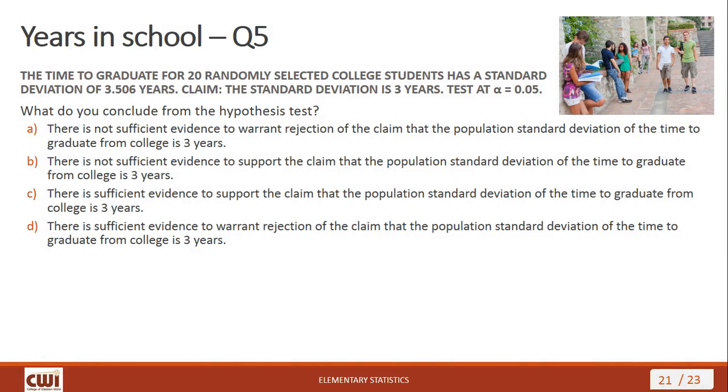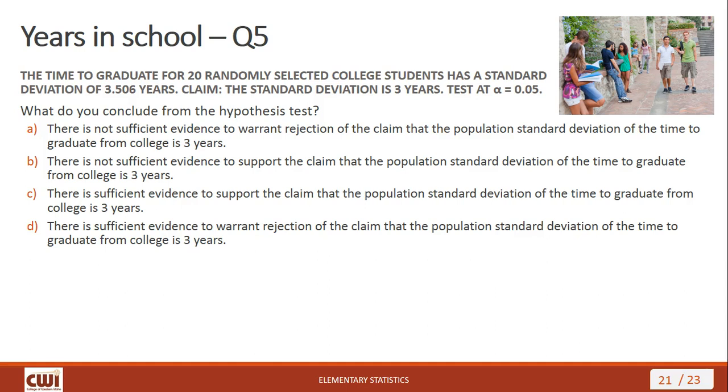What then do we conclude from the hypothesis test? So here we have the same four standard options that were given previously. The first question we ask is, did we fail to reject H0 or did we reject H0? Here in this example, we failed to reject H0. Therefore, there is not sufficient evidence. So we're looking at answer options A and B, because answer options C and D say there is sufficient evidence. And we can't select those because we didn't reject H0. We failed to reject H0. So the difference between A and B is that A says evidence to warrant rejection, whereas B says evidence to support the claim.